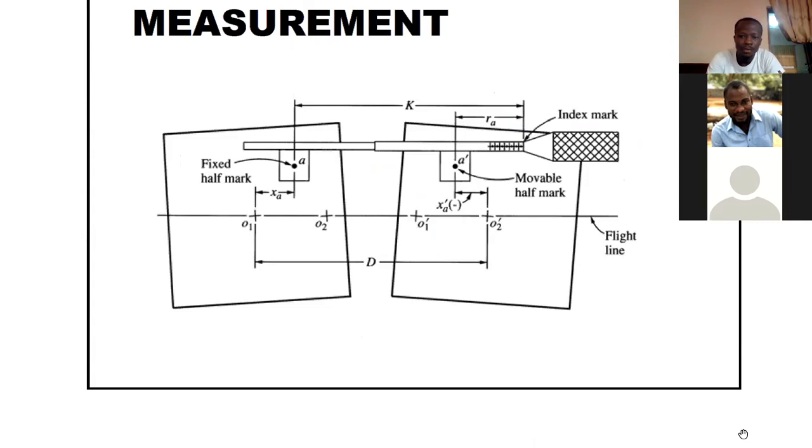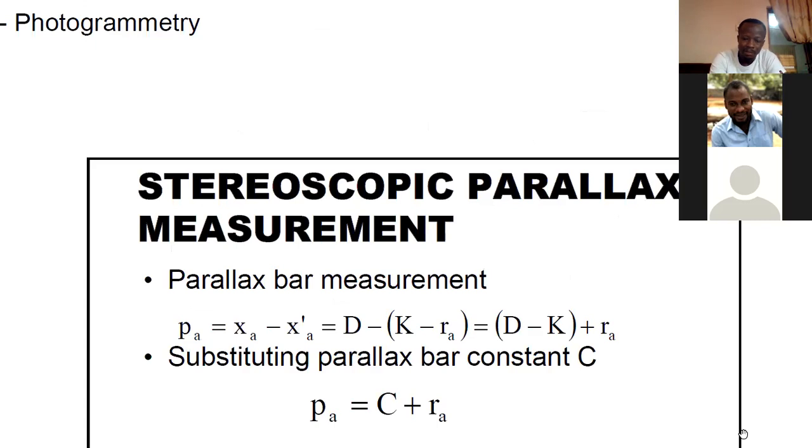All right, and there's a movable half mark. So this is a measuring instrument. There's a fixed half mark that you put on a conjugate point. So to find the parallax between 2 points, you simply put a fixed one on 1 point and identify the conjugate, and then place the movable half mark, adjust it so that it falls there. Then you can use an equation to determine the parallax.